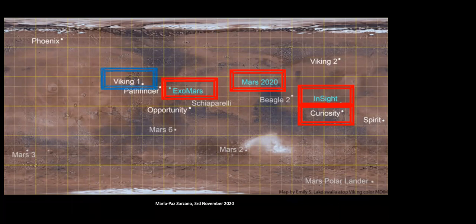In addition to these missions, we had already in the 70s, the Viking landers. The Viking 1 and Viking 2 were very ambitious missions. And they were trying to give answers to the question of life. And we also had the Spirit and Opportunity, two small rovers with solar panels that were exploring the surface of Mars for a long time.